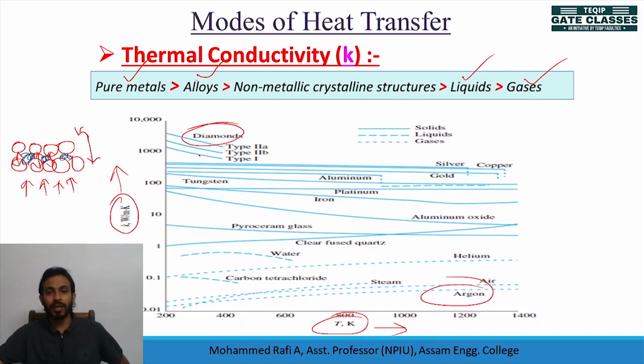And also there are some notable exceptions like water. Suppose I am increasing the temperature, initially water's thermal conductivity increases, but later it goes down because of its anomaly in the structure. But for gases, in general, if you are increasing the operating temperature, its thermal conductivity increases. Why?